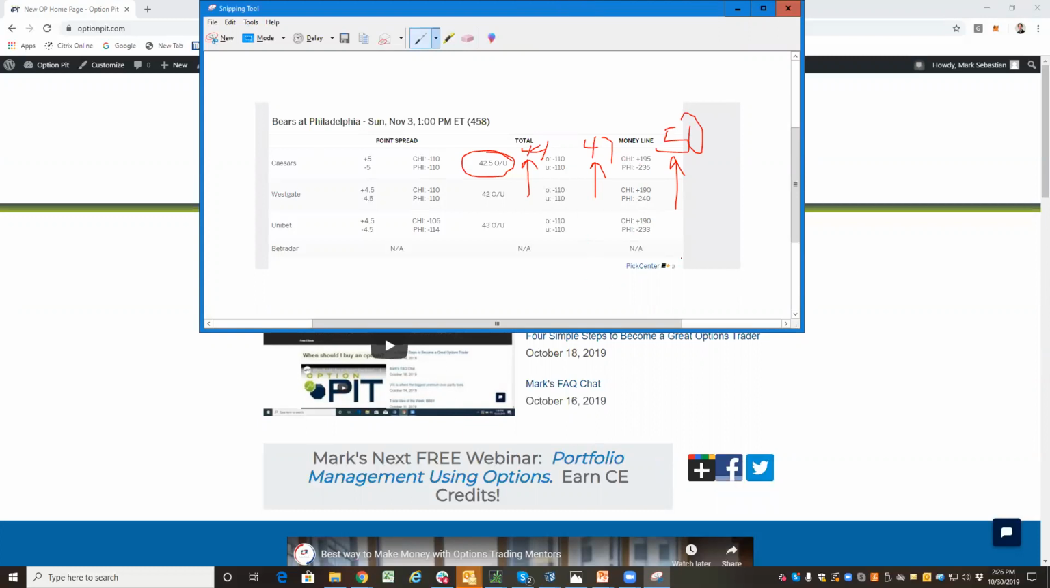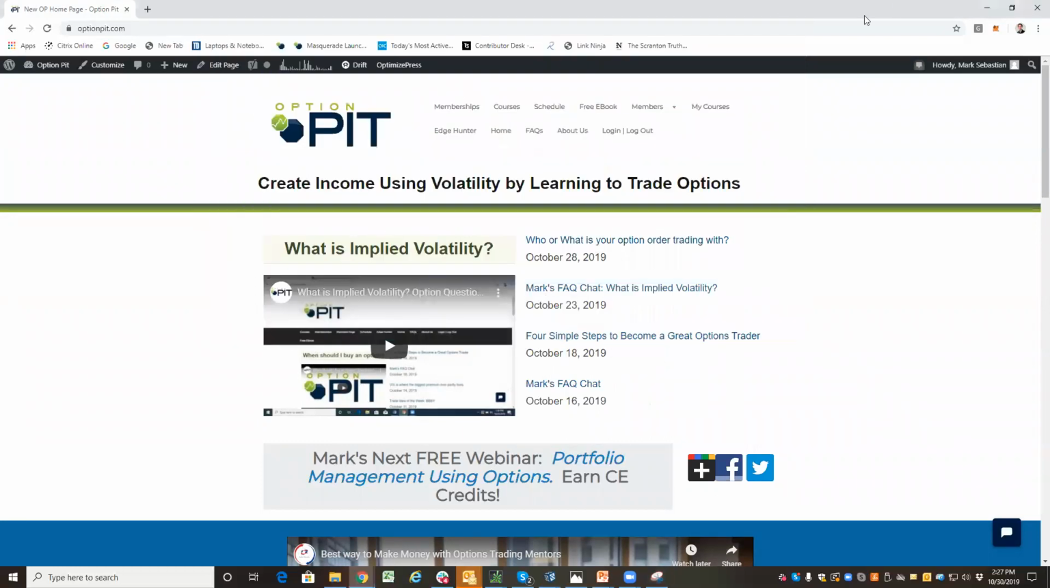At a certain point, once it gets to 50 points, people are going to say, wait a minute, there's no way Philadelphia and the Bears are scoring 50 points. And they start betting the other way. And the line starts to move until it finds its equilibrium, maybe around 45. That is what makes volatility move. When it's too cheap, when the over-under is too low, it gets bought. And when it's too expensive, when the over-under is too high, it gets sold.